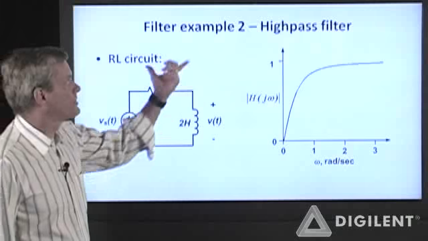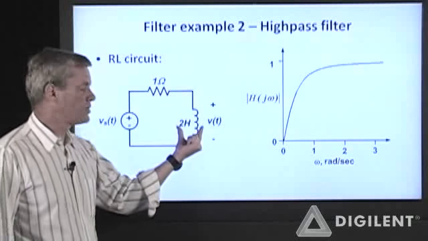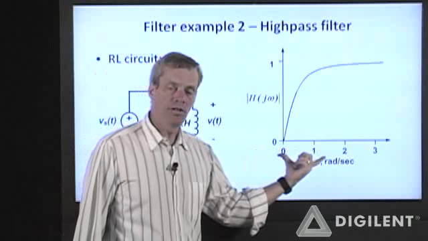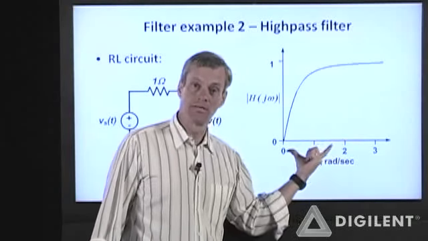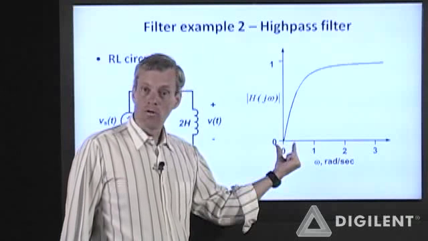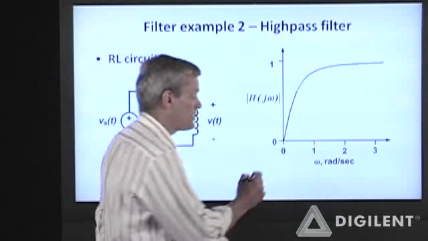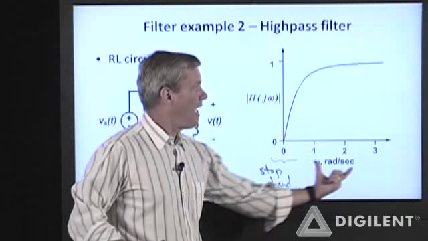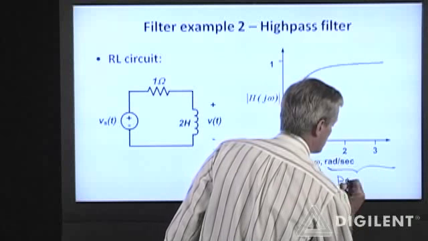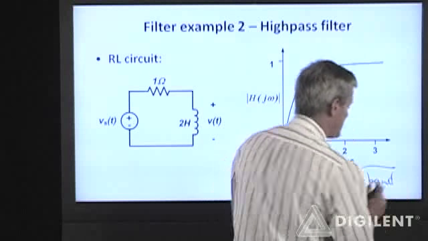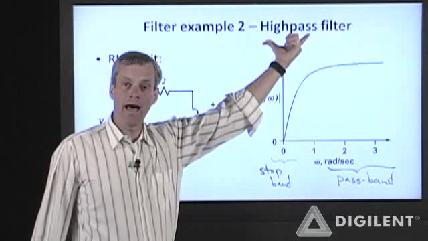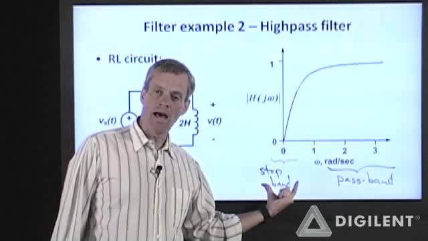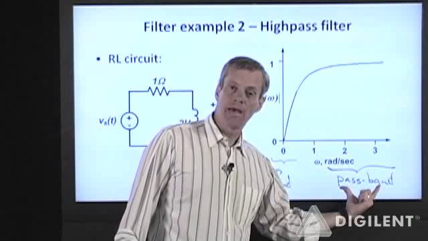Our second example is our old RL circuit. I have a 2 Henry inductor with a 1 ohm resistor. When I analyzed this and plotted the magnitude response, I got this. We mentioned earlier that low frequencies are attenuated by this circuit, so this down here is the stop band somewhere, and high frequencies are the pass band. Since we're passing high frequencies, this looks like a high-pass filter. Again, we need to look a little bit closer at where we actually think the stop band stops and where the pass band starts.